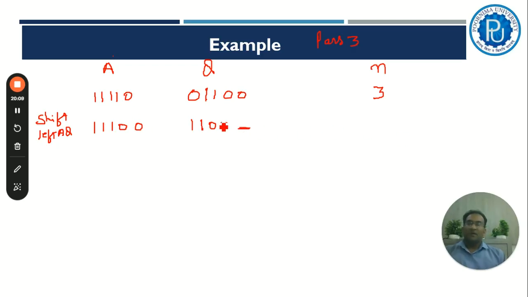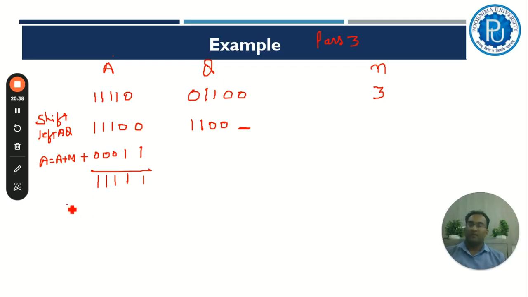Again, as the sign bit was 1, we will do an addition process: A equals A plus M. So we are performing A equals A plus M, adding 0 0 0 1 1. So 0 plus 1 is 1, 0 plus 1 is 1, 1 plus 0 is 1. Now all the bits of the accumulator are 1, that is, the sign bit is also 1.